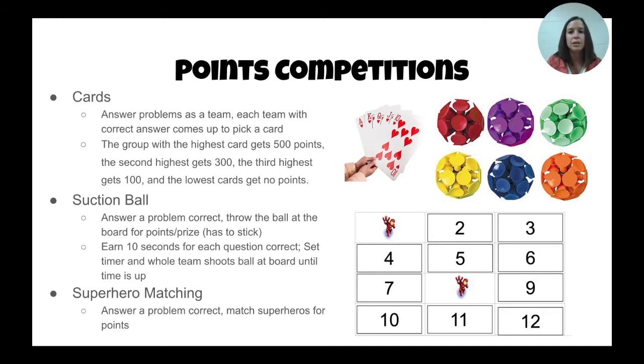And then the third option up here is a superhero matching or any theme that you would possibly want to do. So I just took a PowerPoint and just put numbers and then put characters behind those numbers. So if a team gets it correct, they get a chance to match up the superheroes. So just different ways to add a competition theme to a worksheet.